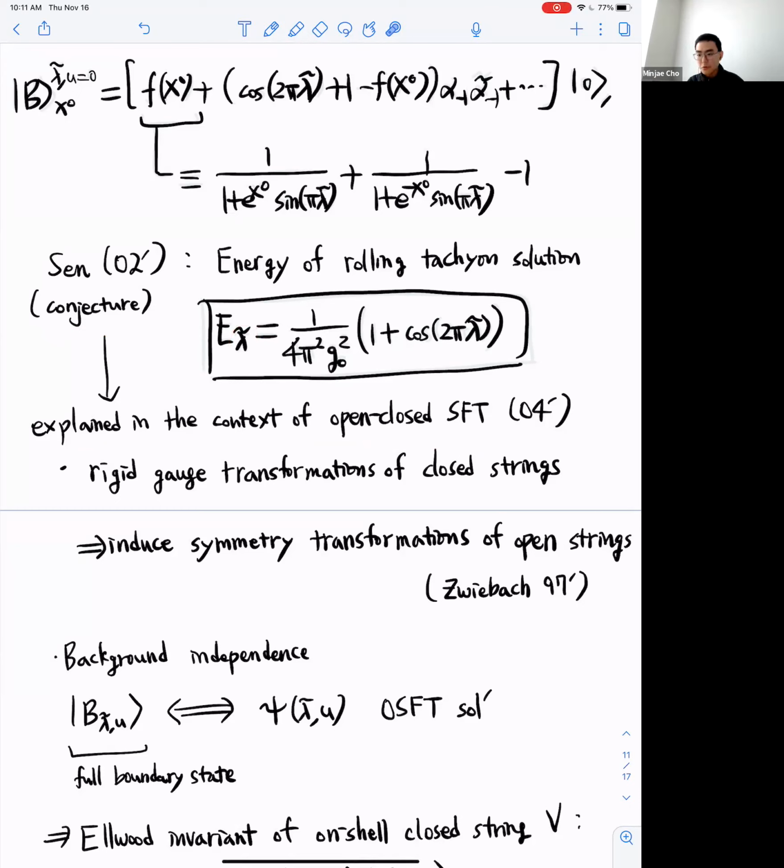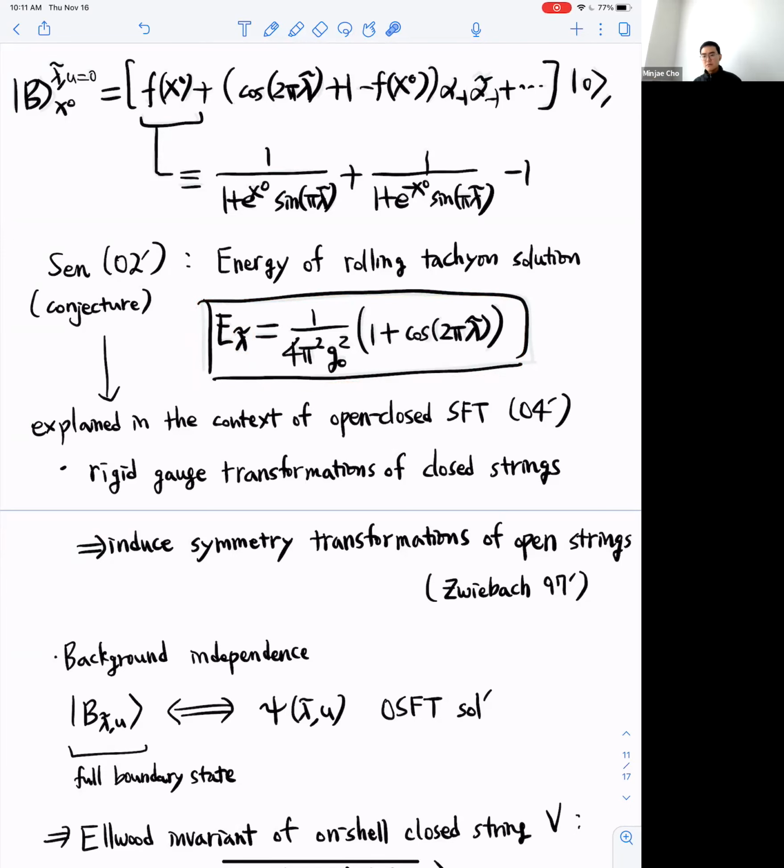So basically, we have a solution parameterized by lambda tilde and u. And the energy, as we expect, is independent of the parameter u, which is related to time translation. But it has dependence on lambda tilde, and the dependence is given by this cosine 2 pi lambda tilde.